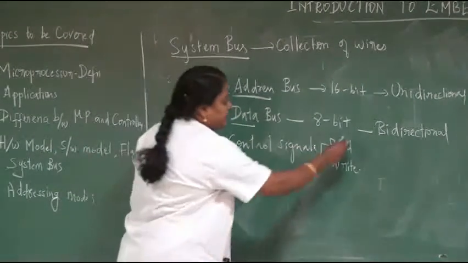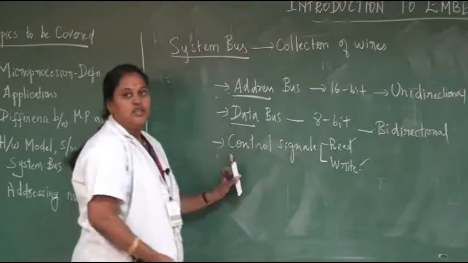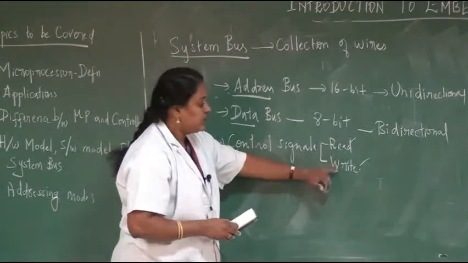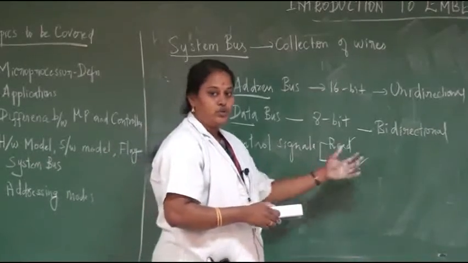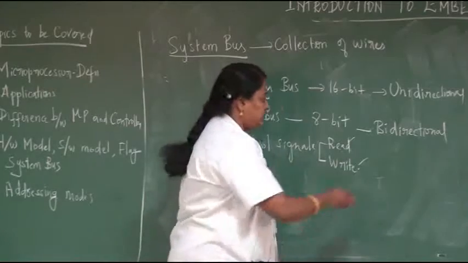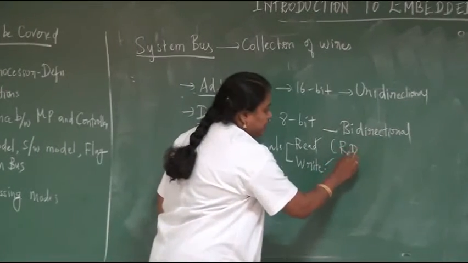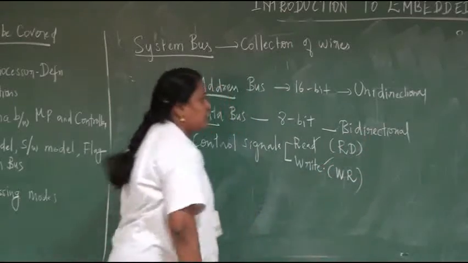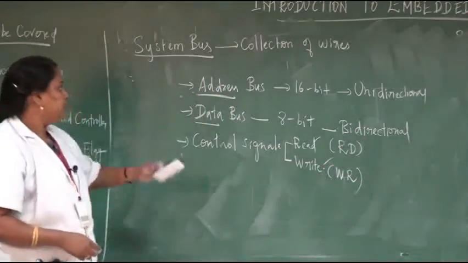The next is control signals. The signal may be read or write when necessary. Suppose the processor is going to write data to the memory, it generates the write signal. Suppose the processor is going to read data from the memory, it generates the read control signal, which is referred to by the letters RD. This is WR. So this is about the system bus.